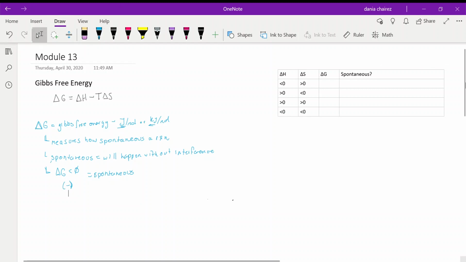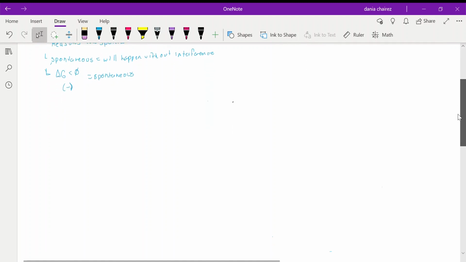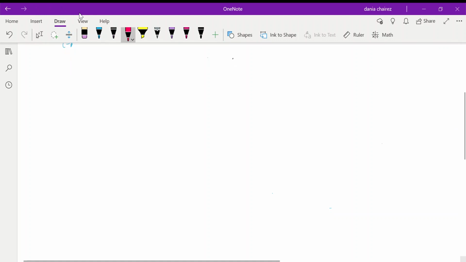Okay, is your delta H, which hopefully is familiar to all of you as enthalpy, which is measured in kilojoules per mole. And with enthalpy, if you recall, you have two parts of it, which is exothermic and endothermic.